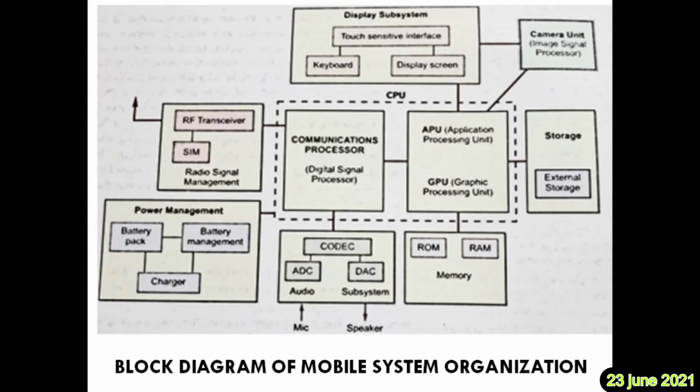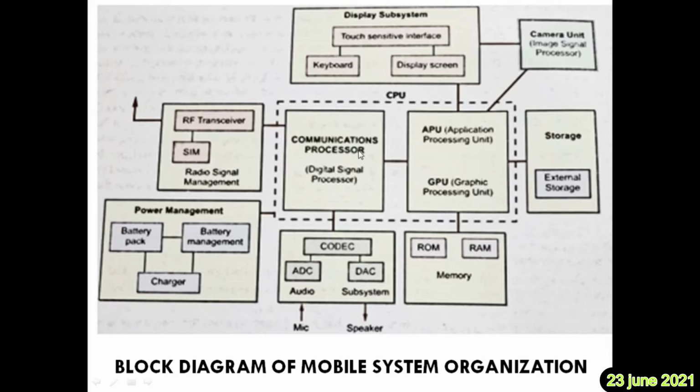This block diagram, what exactly you are seeing, is given in the book under Mobile System Organization. Like how we have a central processing unit in a computer, the same kind of central processing unit is here. In the case of our normal computer, the central processing unit consists of what? ALU, CU, registers and a memory, right?